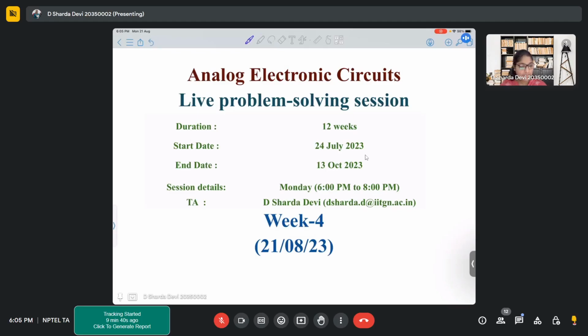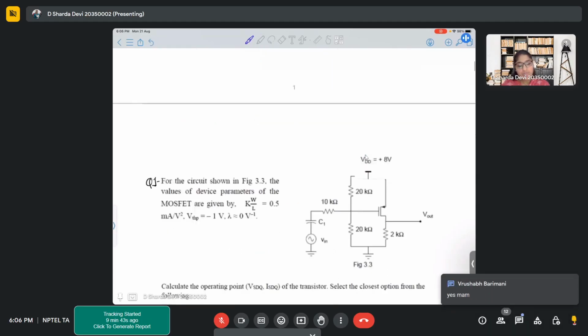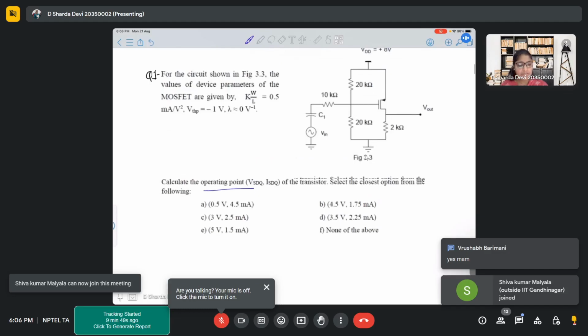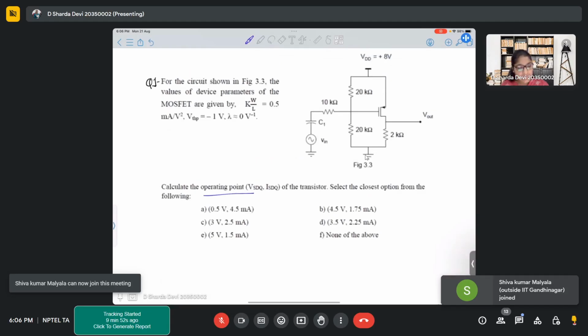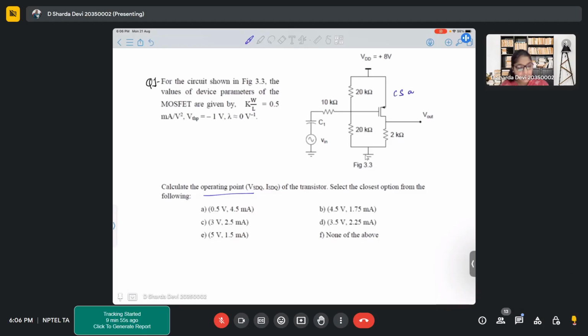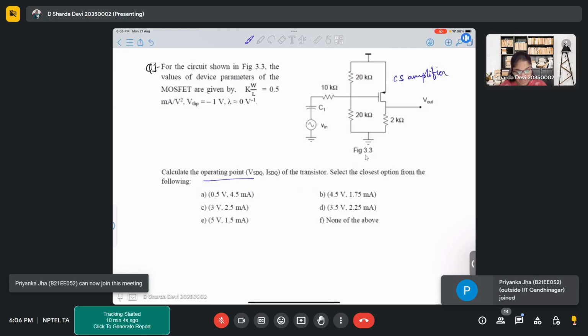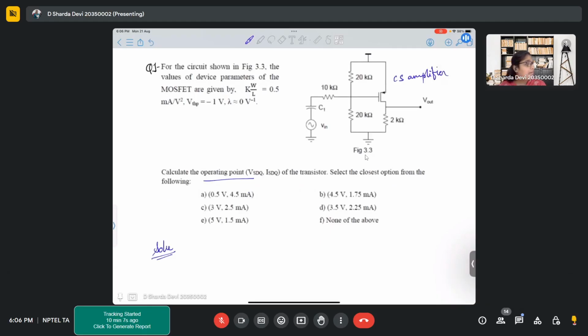Okay, so let's move ahead. Last time we stopped at this problem where we had to find the DC operating point for this particular circuit, which is a CS amplifier. Since all the values were given, we found that VSDQ is 3.5 volts and ISDQ is 2.25 milliamperes. This is something we solved last time, right?